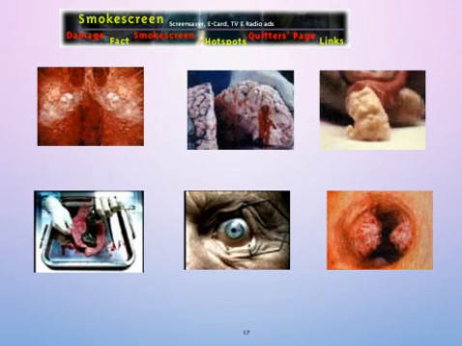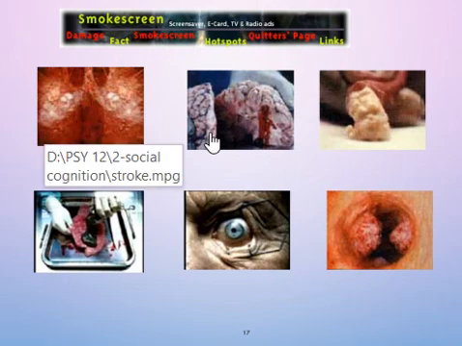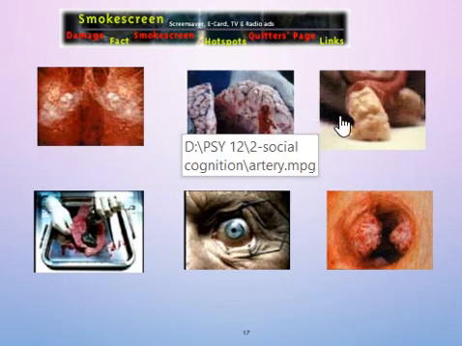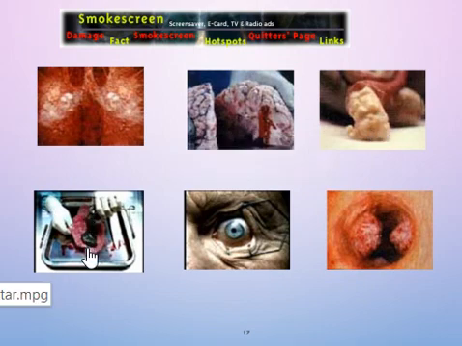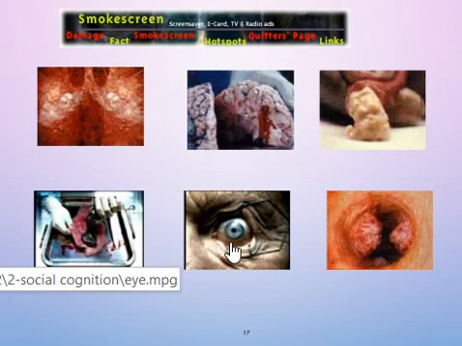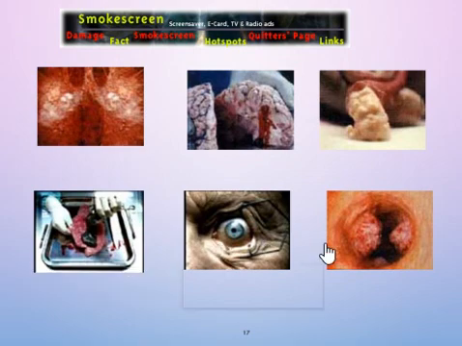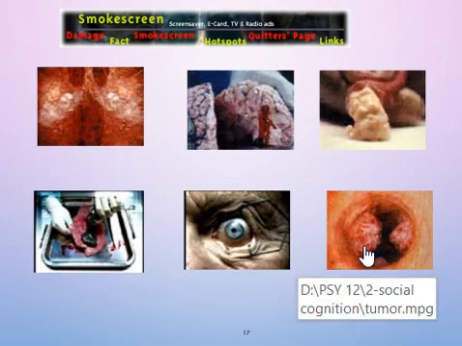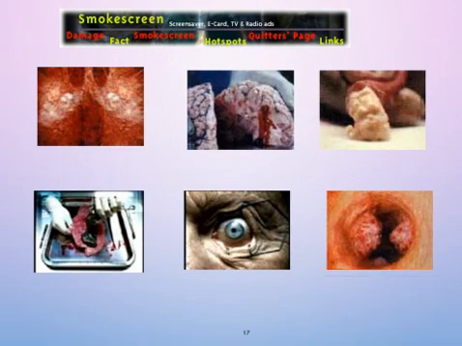So you're a smoker and you see this, which is a lung cancer, this, which is a stroke, this, which is fat in the veins, this, which is a lung full of tar, this is blindness, and this is tumor. Okay. What do you think it is?